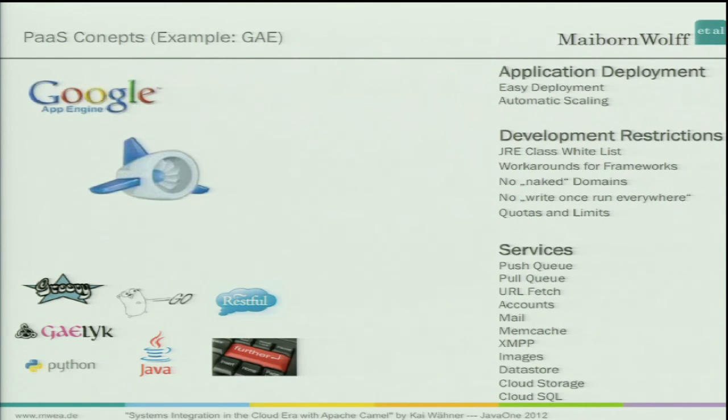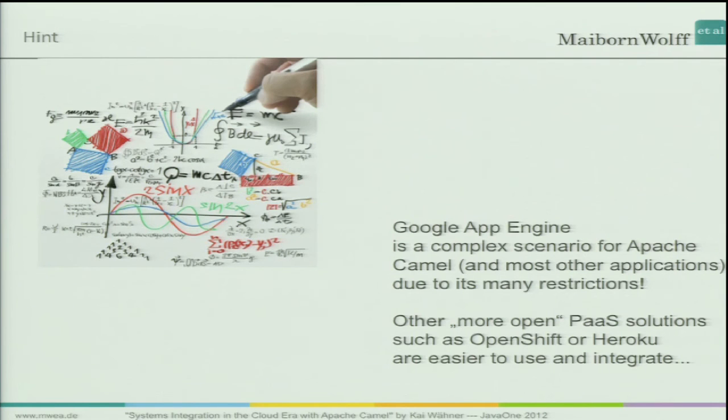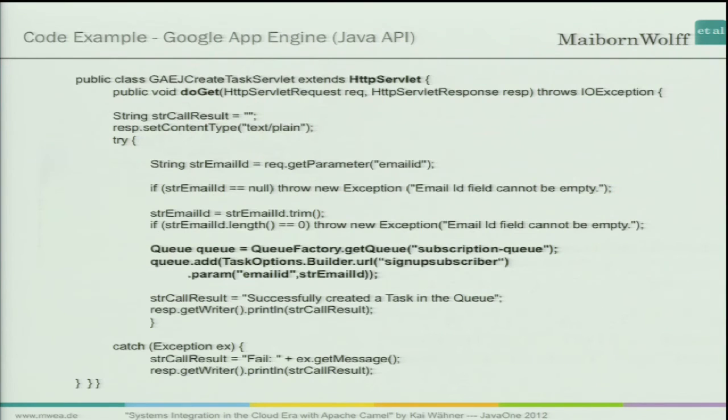You have a JRE class whitelist. You have many workarounds. So honestly, it's really ugly to develop for Google App Engine. But nevertheless, you have your services like push queue, you have queuing, you have mailing, images, you can store your data there too, and some other features. And as I mentioned, here's a hint, Google App Engine is the most complex scenario for Platform as a Service. If you want to use OpenShift or Heroku or any other platform, it's much easier to integrate because you can easily communicate with these solutions.